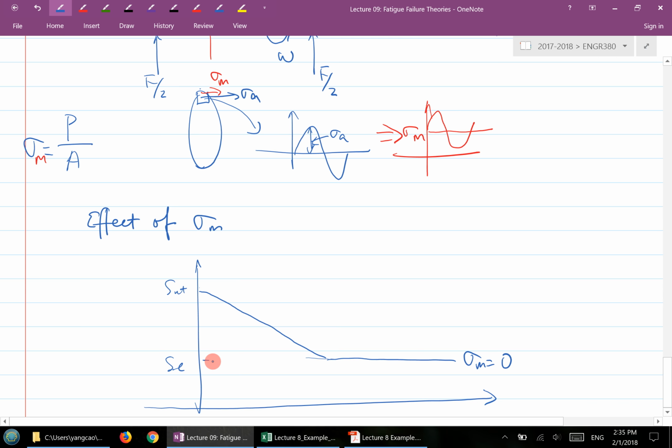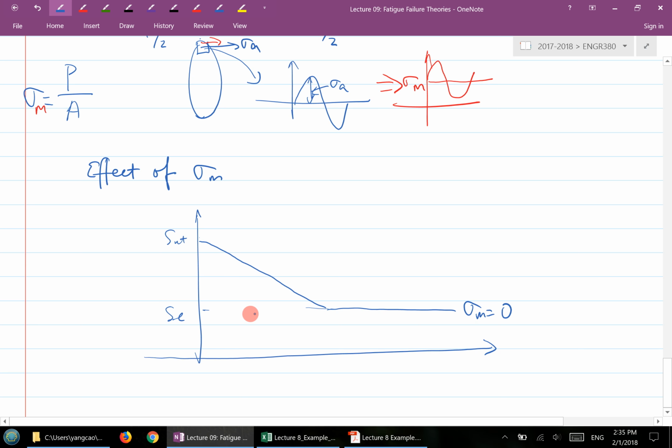Will it have a higher SE or lower SE now with the tensile sigma m value? Lower SE. So why? Why do we have a lower SE now?